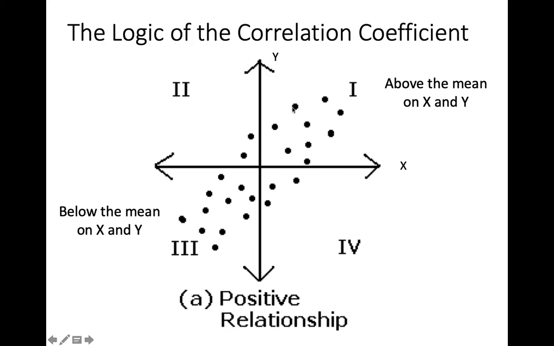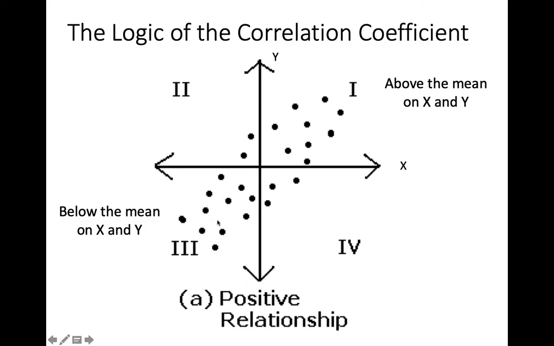Each of these scores has a value for both x and y. So we can say this score has a positive deviation on x, but guess what? It also has a positive deviation on y. We'll call this middle point the mean on both. So this particular score and all of the scores in this quadrant are above the mean on x and y. High scores on both. In this quadrant, we've got low scores on both. And when we say low scores, we're talking about being below the mean on x and y.